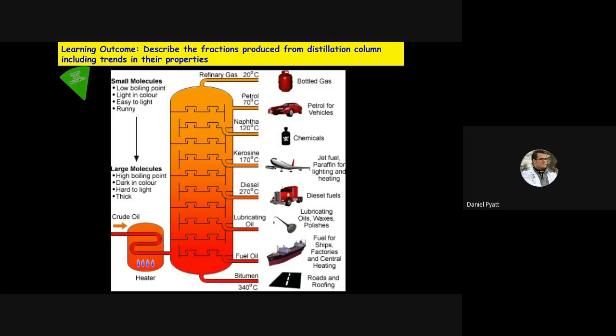The other general thing you need to know is what happens to the molecules as we go up the fractionating column. So the larger molecules exit at the bottom, the shorter molecules exit at the top. We just need to compare the small versus the large.